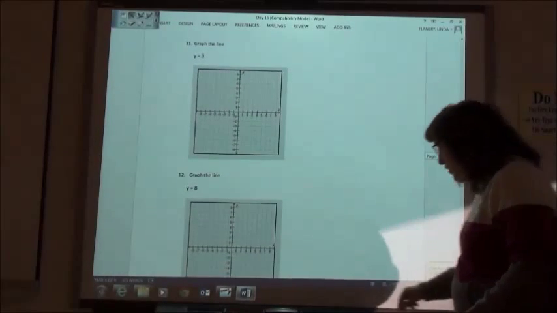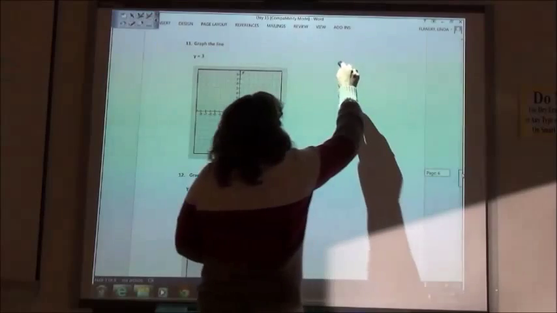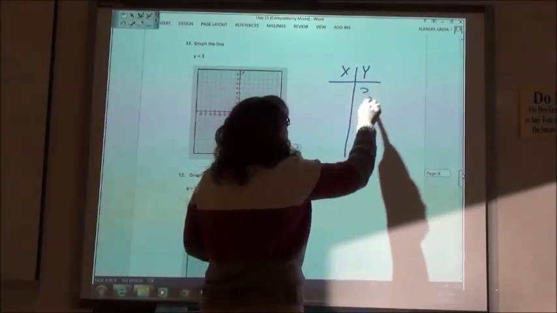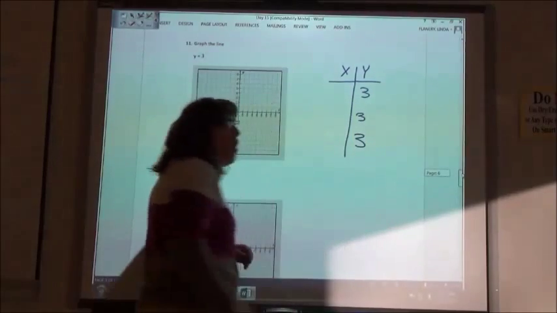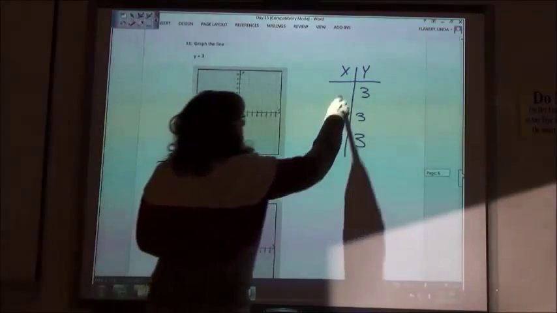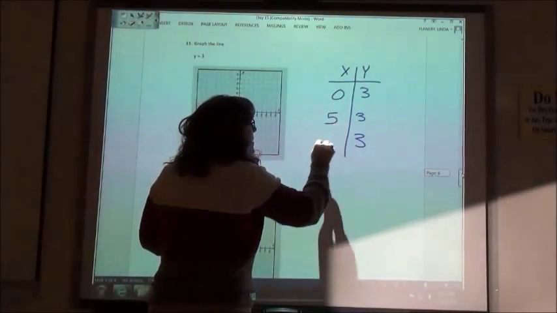If I have an equation like y equals 3, it's telling me that for every point on that graph, the y value always has to equal 3. The x values can be anything you want them to be. Might be 0, might be 5, might be -2.